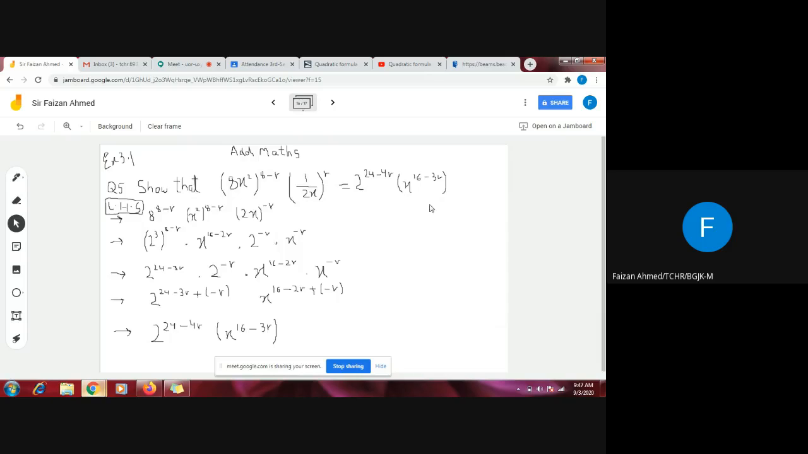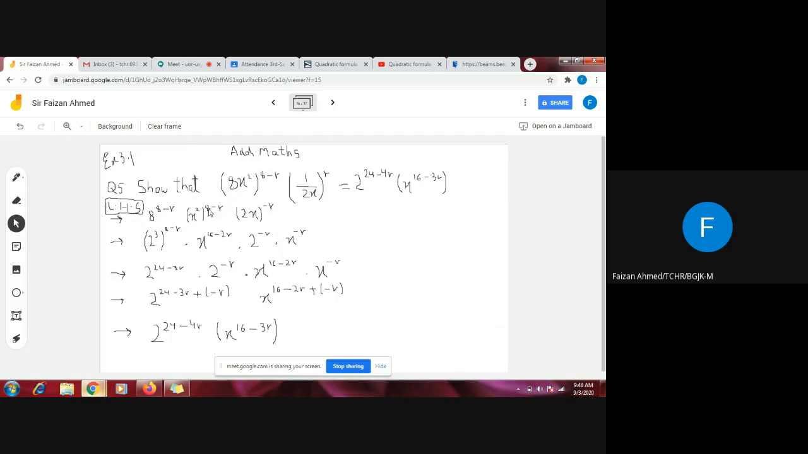Since I can clearly see that there is no denominator in my right hand side, I have to shift this thing into the numerator, and I can do that by using the indices law of the negative exponents. I can shift my denominator to the numerator, I can flip it. The power will be negative because this is positive, so when I move this denominator upward, the power will be negative. So it will be 2x power minus r. This is basically the negative power law.